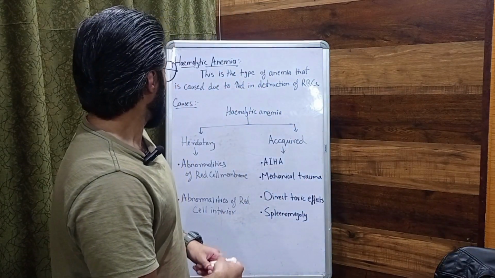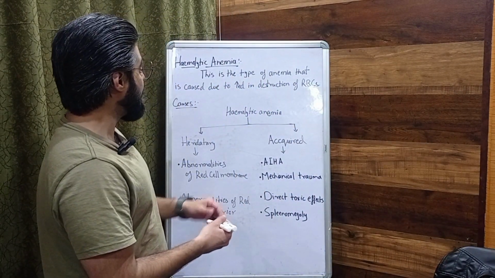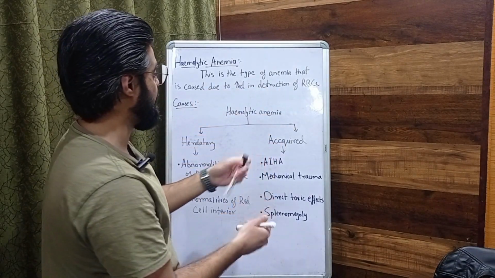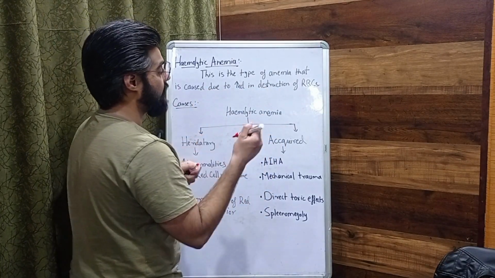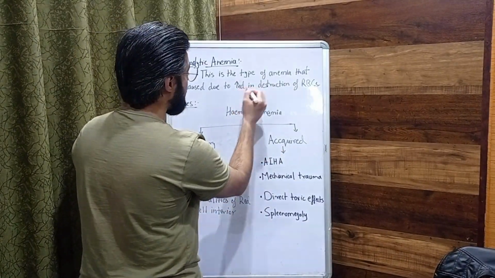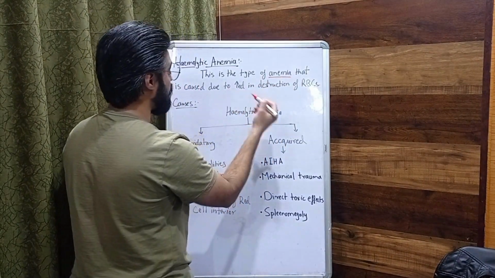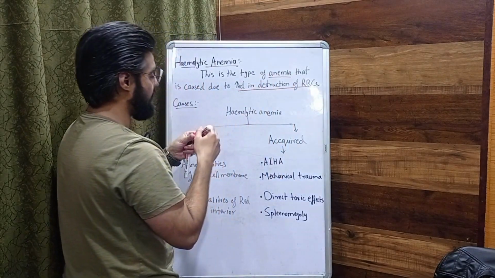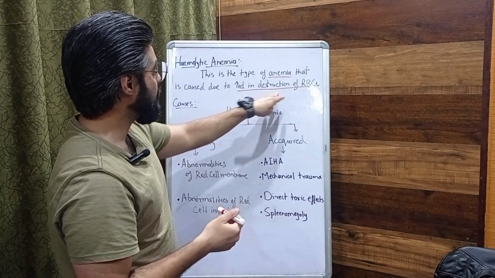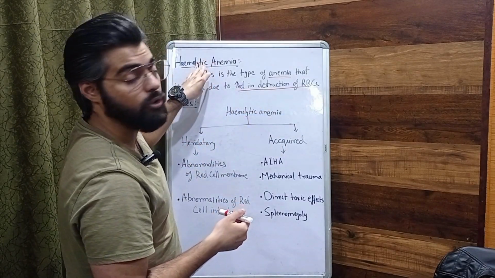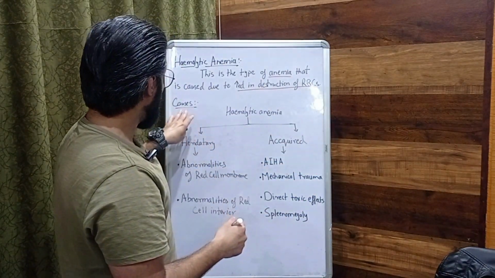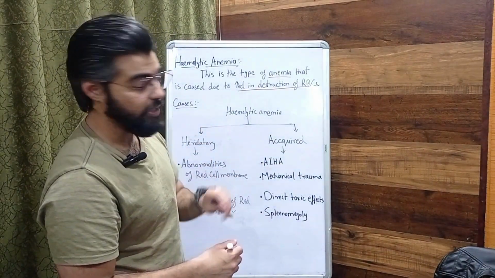So hemolytic anemia is a type of anemia that is caused due to increased destruction of RBCs, red blood cells. The more destruction of RBCs is caused, at that time hemolytic anemia is caused. So what are the causes of hemolytic anemia, or you can say what are the types of hemolytic anemia?